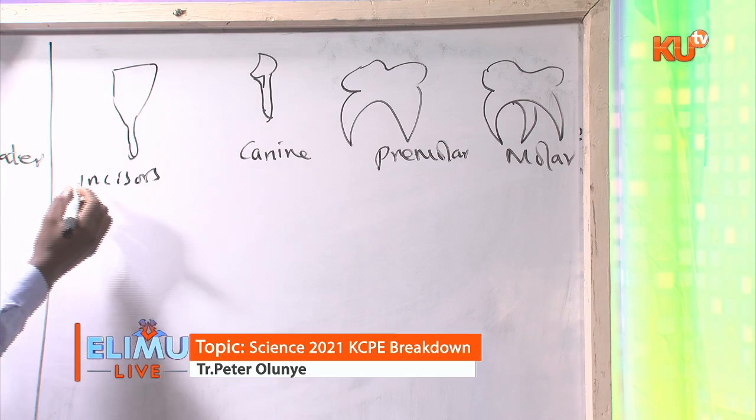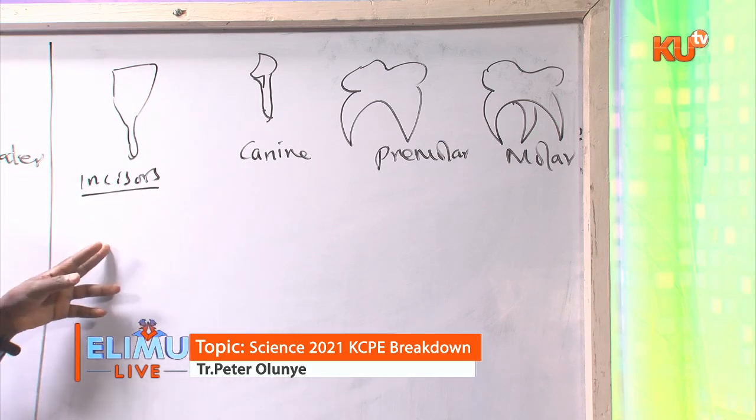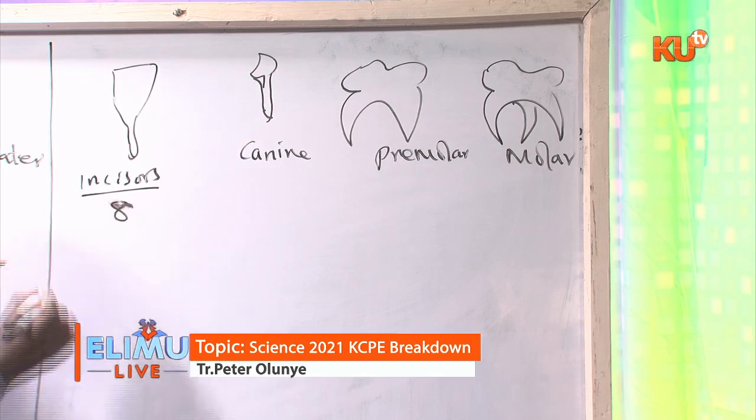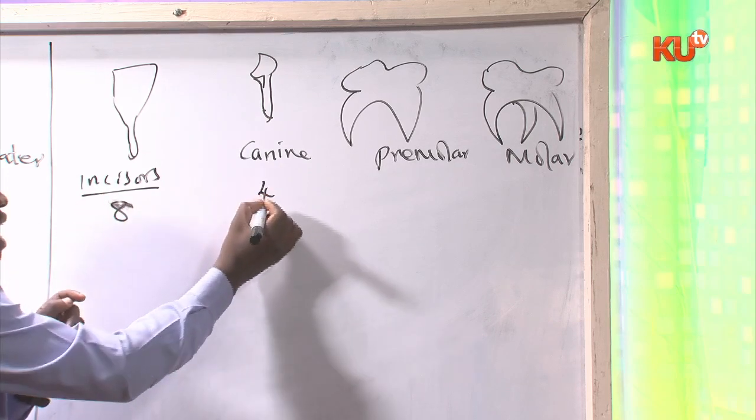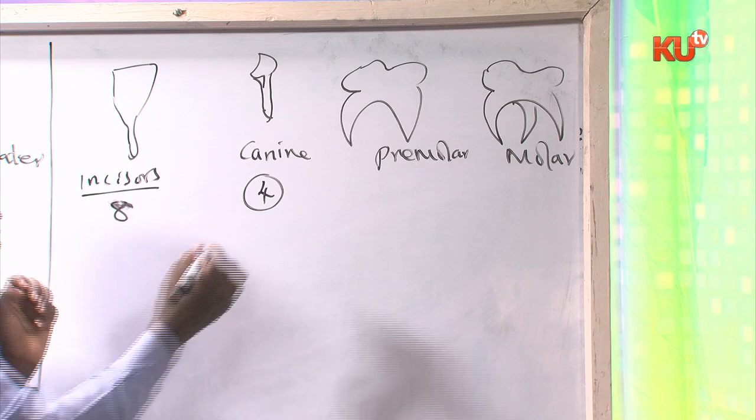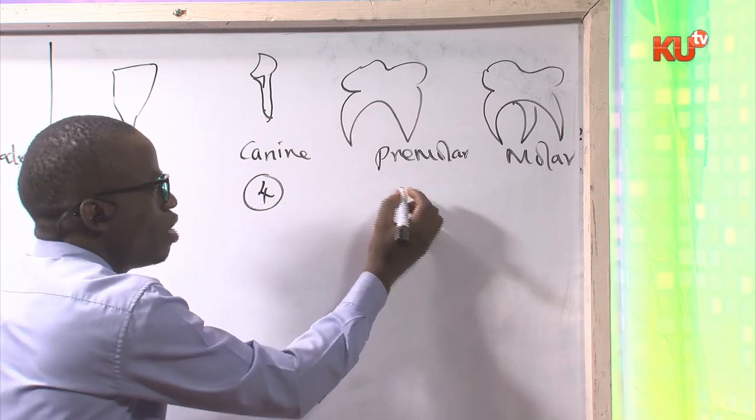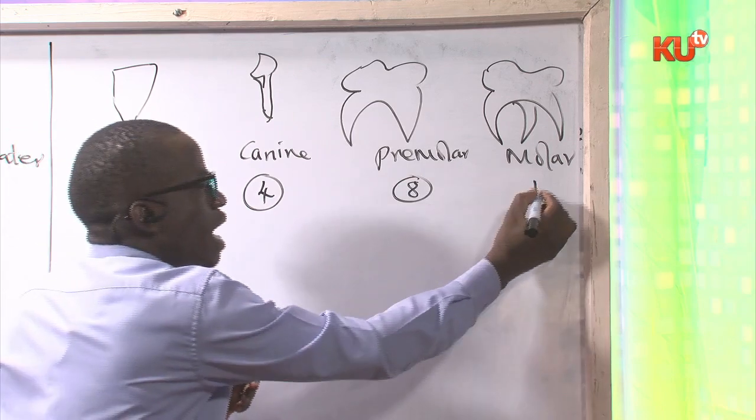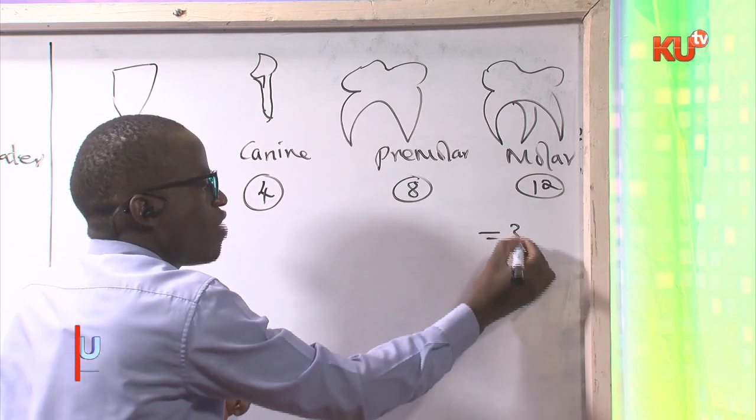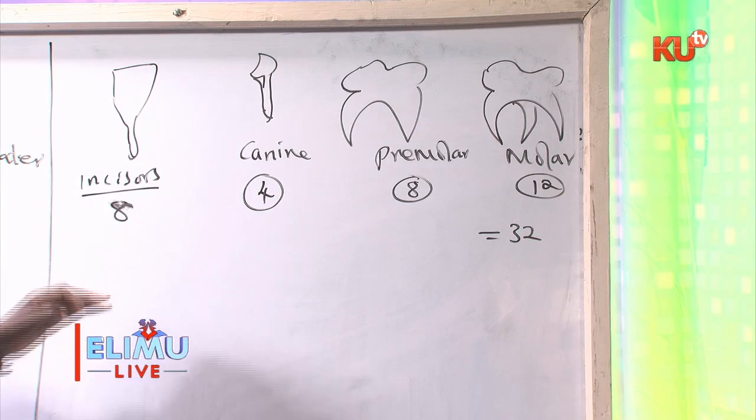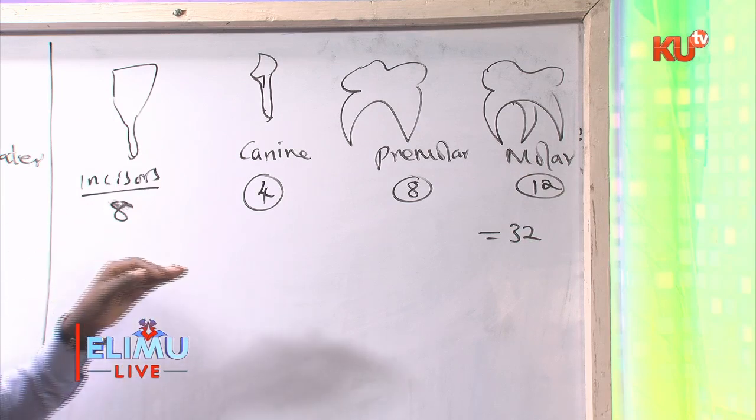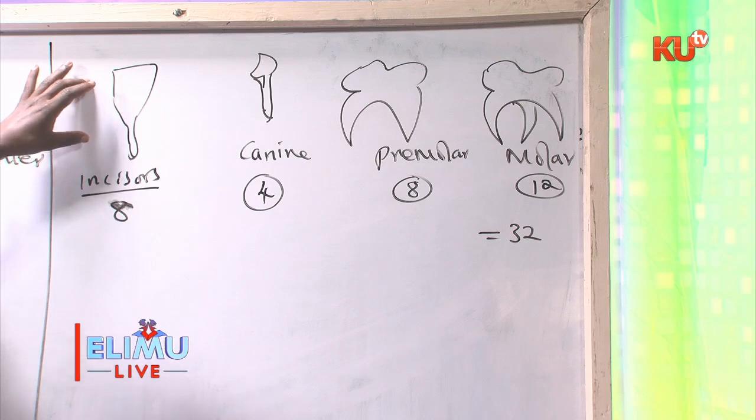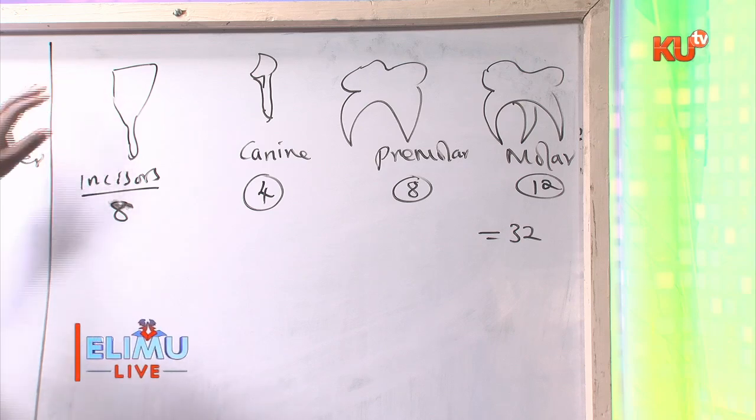So how many incisors do we have for the adults? The adults have 8 incisors. The canines, they have 4 for the adults. The premolars, how many are these? In the premolars here also we have 8. Then molars, we have 12. A total of 32. So adults have 32. Now let's talk about their functions.